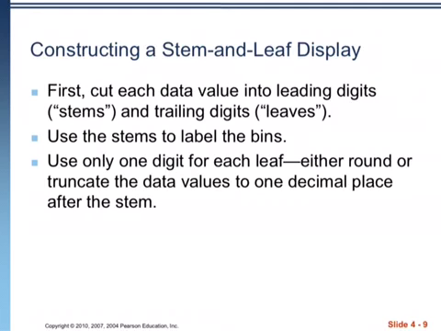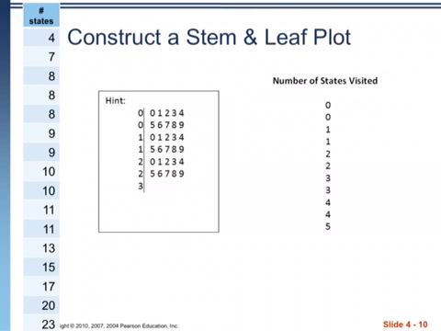Next, we're going to make a stem and leaf plot. First, we're going to kind of cut the data into stems and leaves. And we'll use the stems to label the bins, and you're only allowed to use 1 digit for each leaf. So let's give that a try. Here's data for the number of states visited by my AP Stats students last year. You can see that one student visited 4 states, one visited 7, 3 students had visited 8 states, a couple had visited 9, etc.